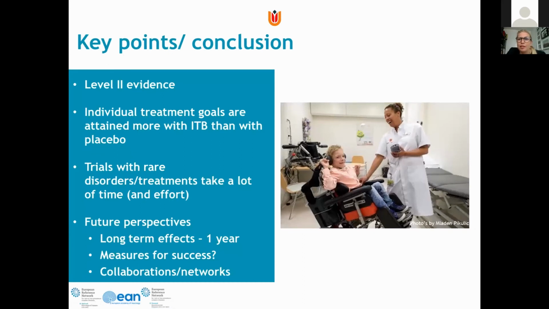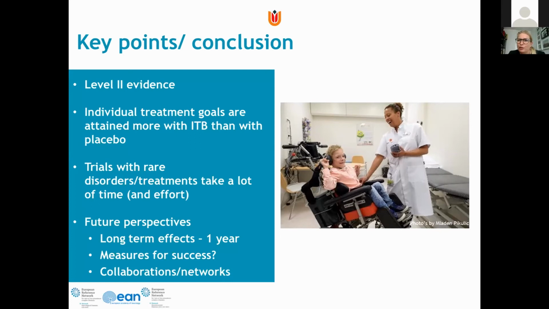So with this study, we are the first to provide a level 2 evidence for the effect of ITB in attainment of individual treatment goals in patients with dyskinetic cerebral palsy. And we learned that trials with rare disorders or rare treatment options take a lot of time and effort.